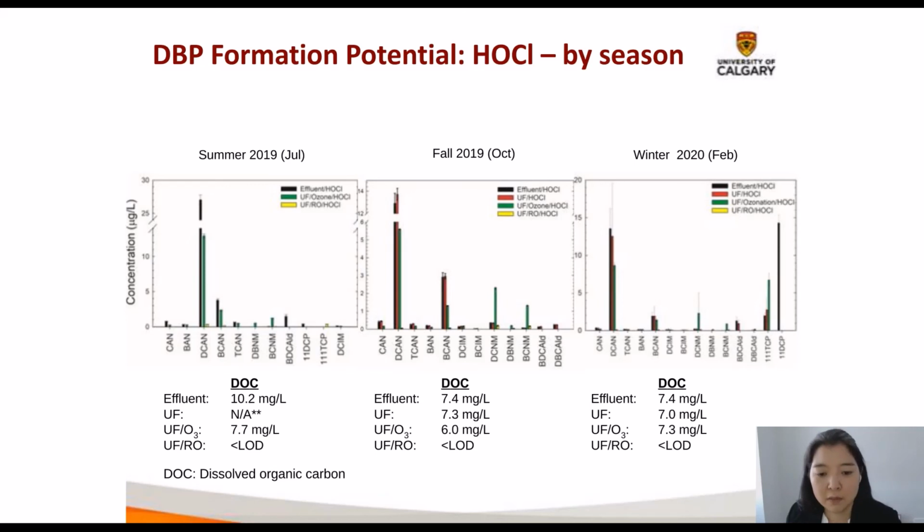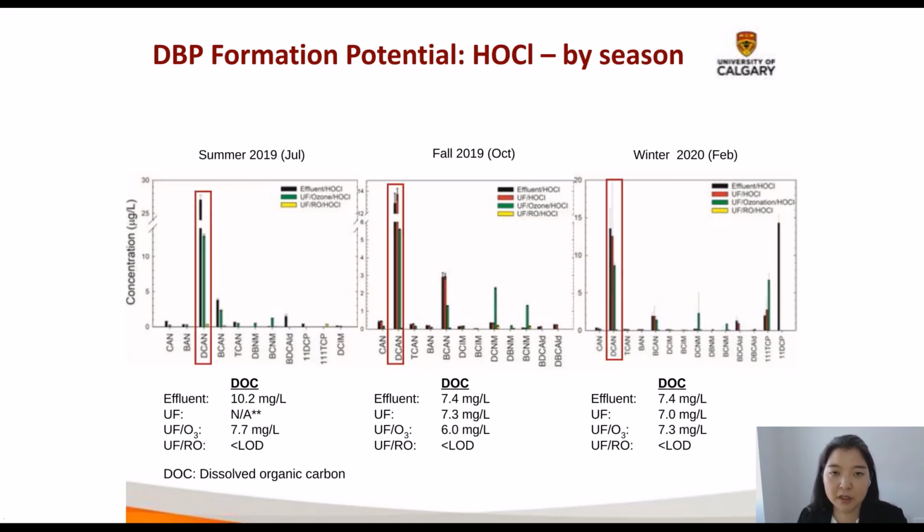Okay, and so we did also have some preliminary data by season. So the data I showed you was from fall of 2019. And we did sample back in the summer initially, as well as in the winter. But then due to the pandemic, we were not able to sample further. However, we did see different trends by season. I'm not going to go into detail on all of them, but I just want to highlight a few of them.